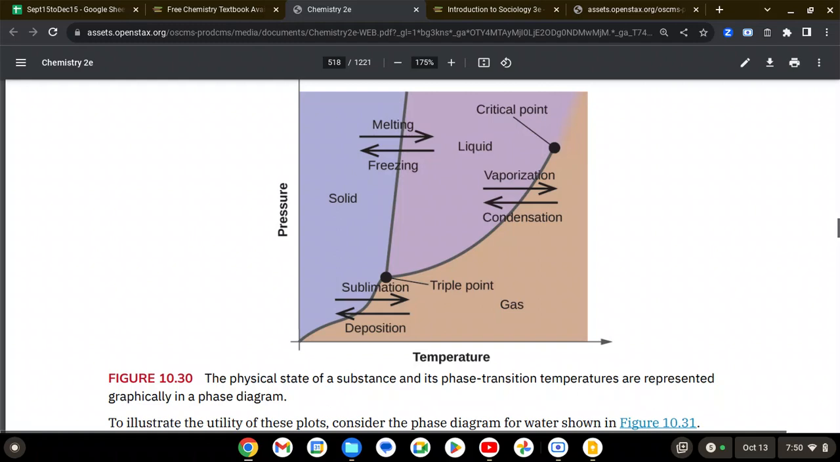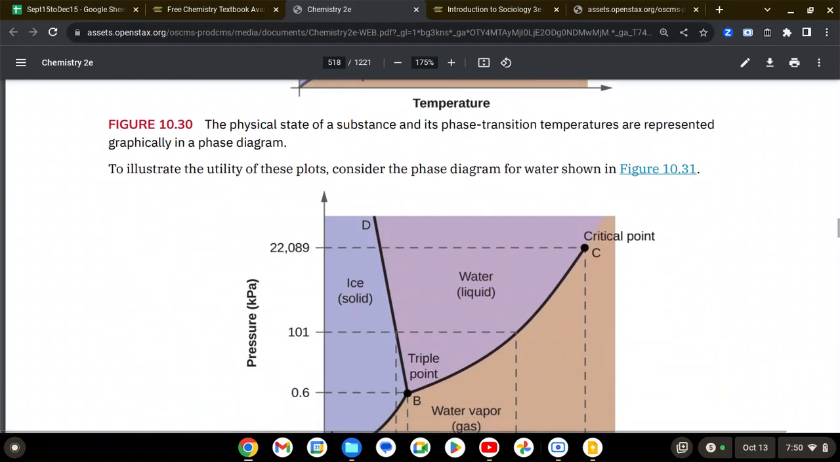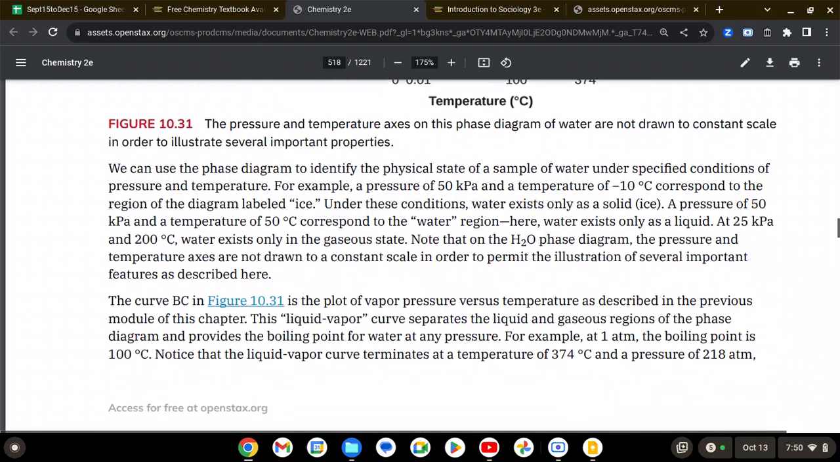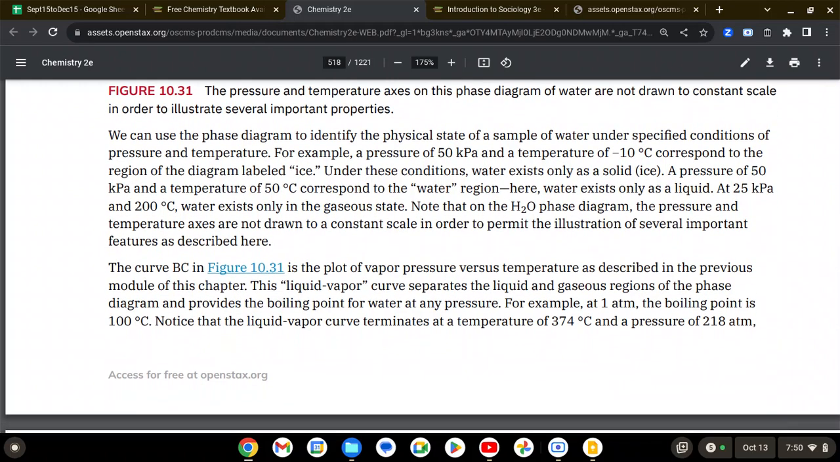To illustrate the utility of these plots, consider the phase diagram for water shown in Figure 10.31. We can use the phase diagram to identify the physical state of a sample of water under specified conditions of pressure and temperature. For example, a pressure of 50 kilopascals and a temperature of negative 10 degrees Celsius corresponds to the region of the diagram labeled ice. Under these conditions, water exists only as solid ice. At a pressure of 50 kilopascals and 200 degrees Celsius, water exists only in the gaseous state.